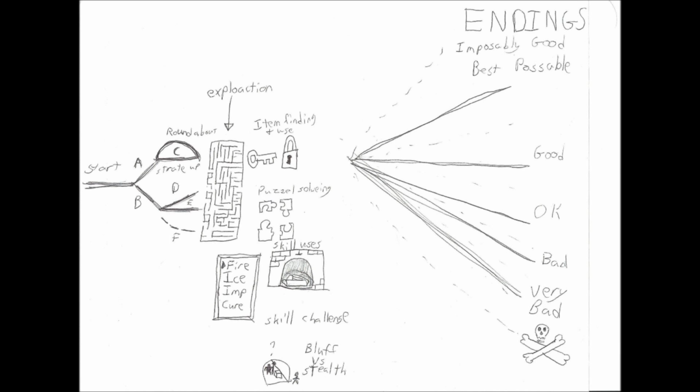Now, for the endings, the sum total of everything that they've done will result in what the endings could be. Your normal best possible ending might be something like you save the world, you get the girl, you're famous and you get money, to the very bad ending where you're enslaved and you'll never be able to do anything to save your life again.